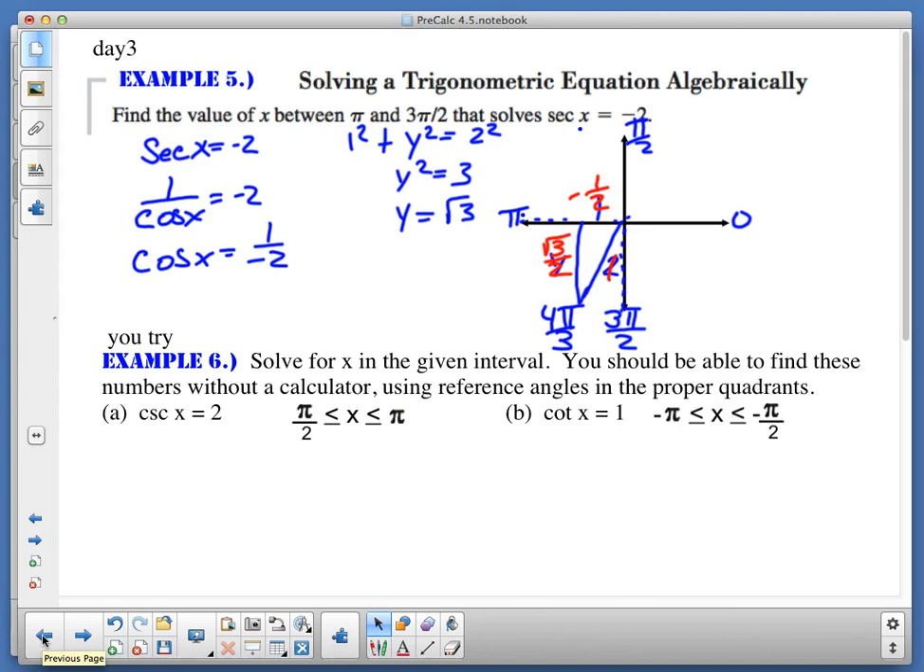So I have some people that look at this and they'll come up with, hey, you know something? X is equal to 4 pi over 3 when I'm looking that over. You okay with what I'm doing with my reference triangle? You okay with the recall of the unit circle?